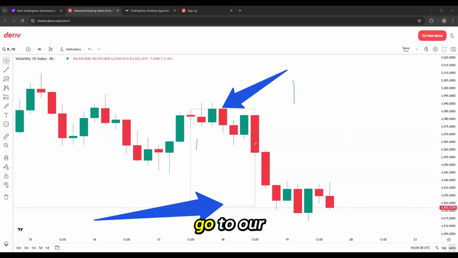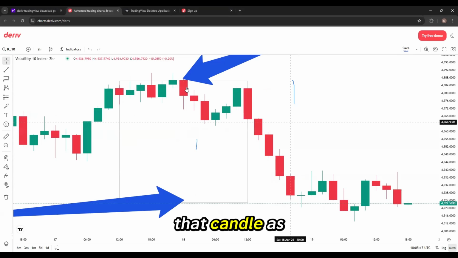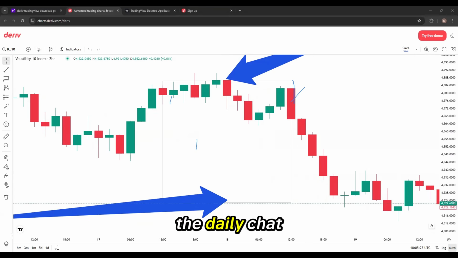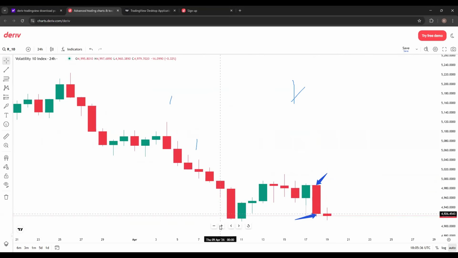And if we go to our 2-hour time frame, how many 2-hour candles should make up this whole range? There should be 12, right? So let's go to 2-hour and see how many candlesticks we have in 2 hours that made up that candle. As you can see, 1, 2, 3, 4, 5, 6, 7, 8, 9, 10, 11, 12. But if we come back to the daily chart or the 24-hour chart, it's going to be just one candle that we see.